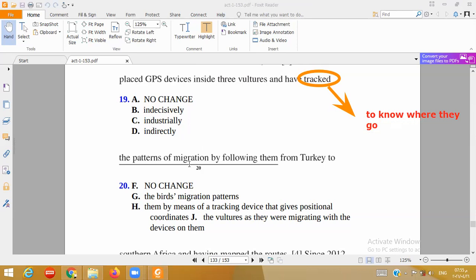Okay, Mariam, here: the patterns of migration by following them. Do you think number 20 is okay, or we should change it with G or H or J? I think it's okay. Well, let me explain something on the board that's going to help you.